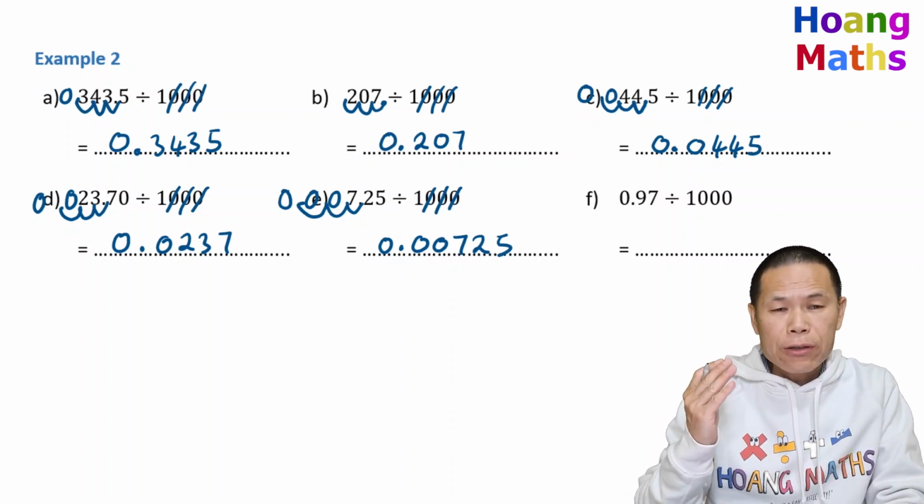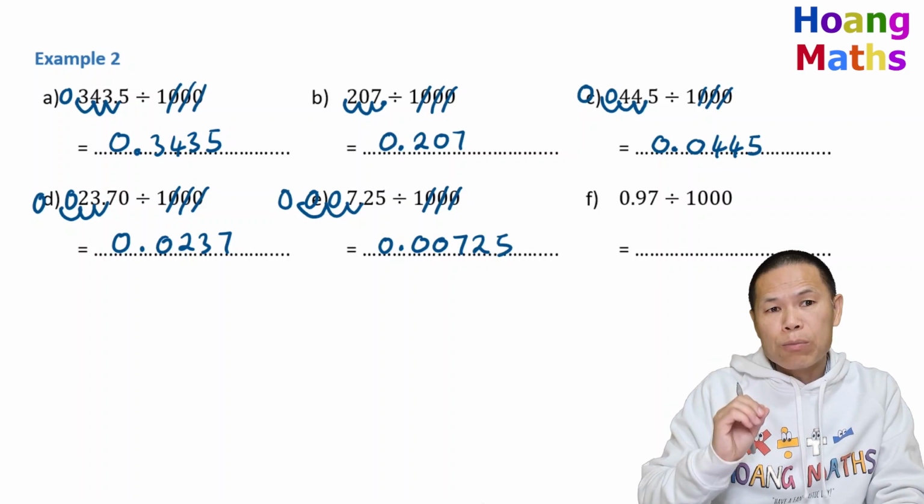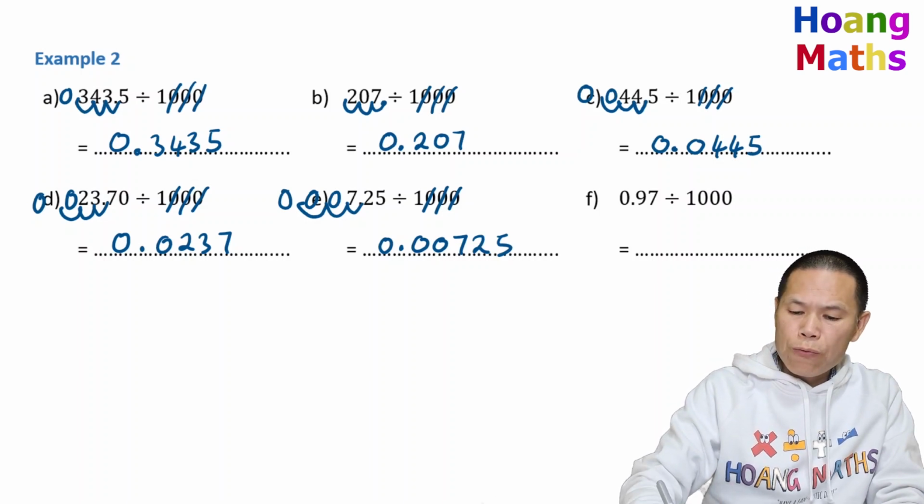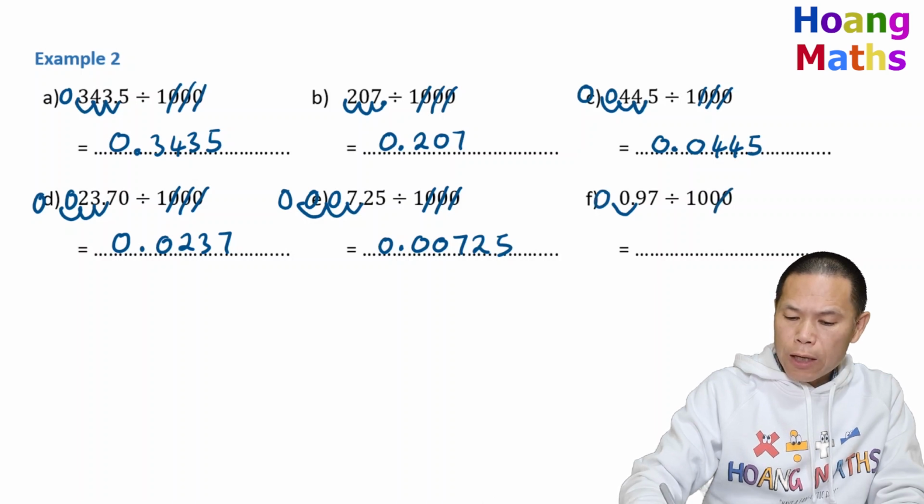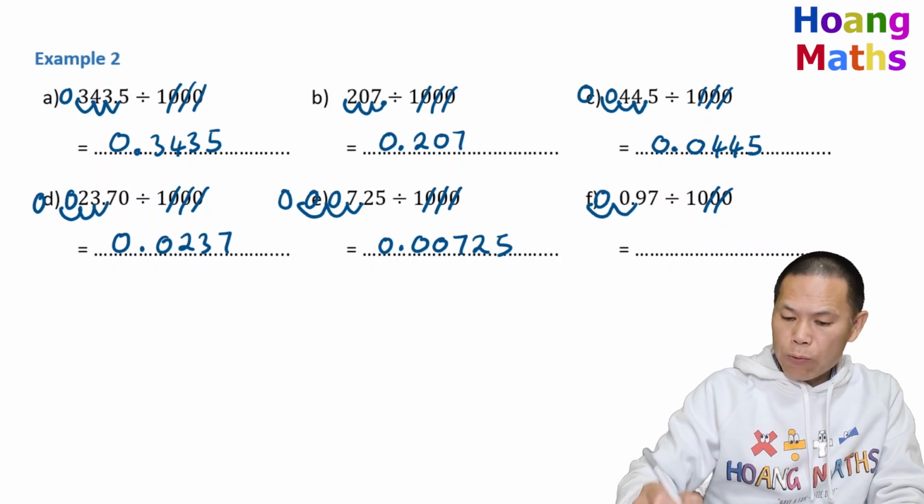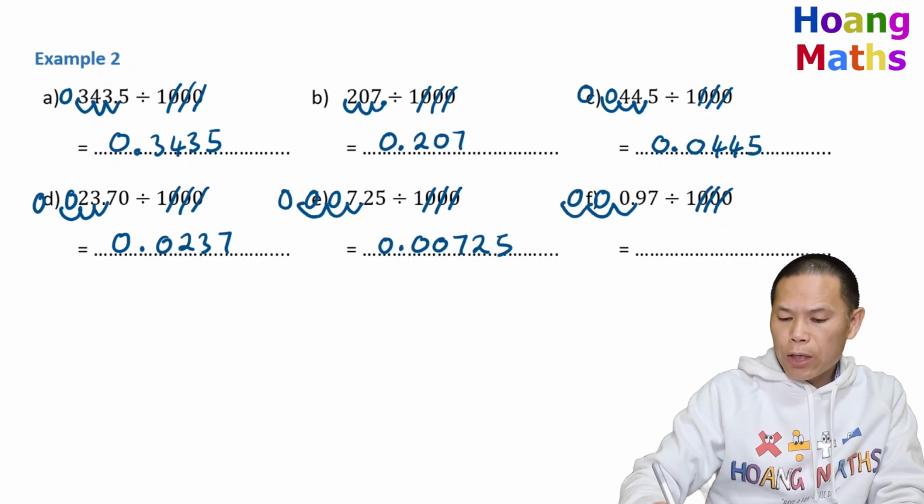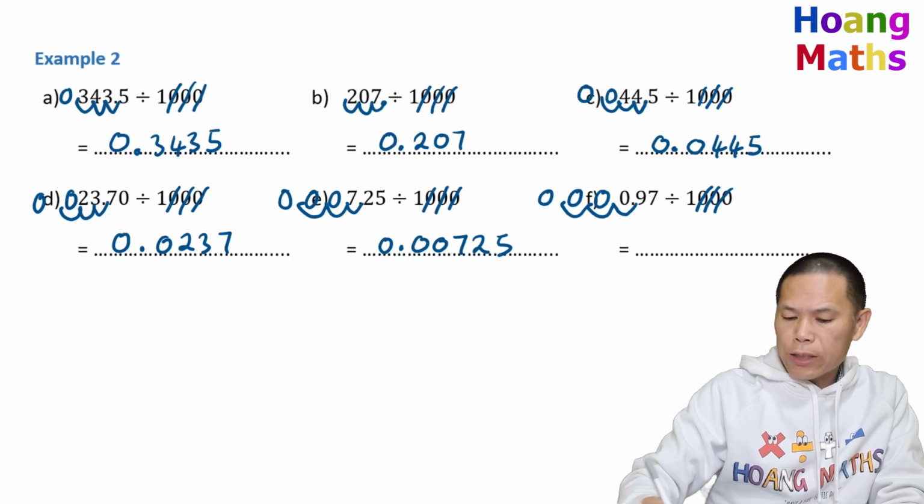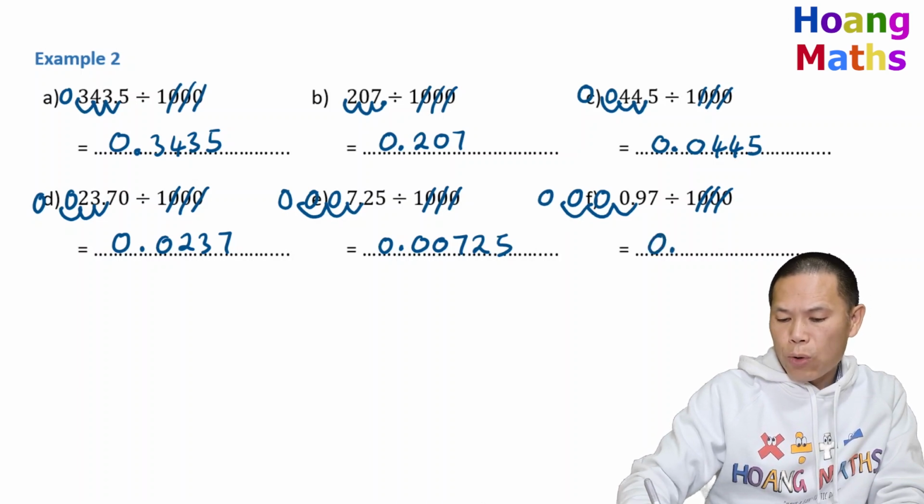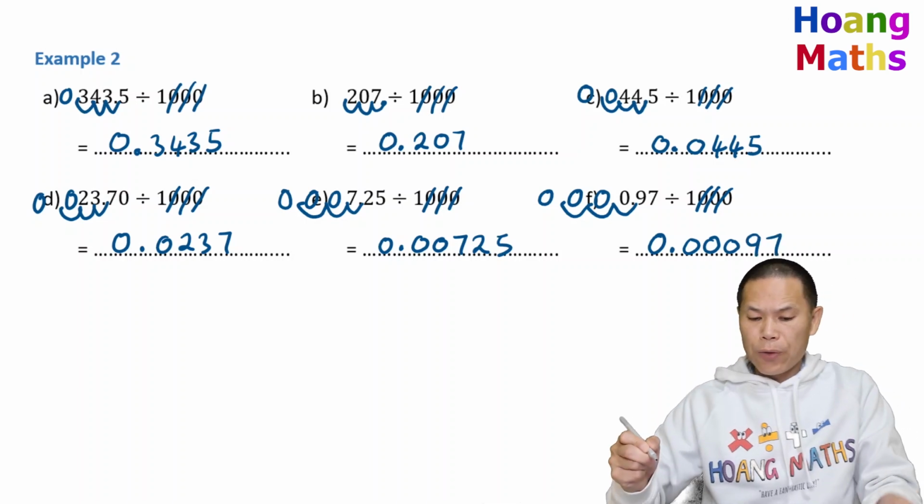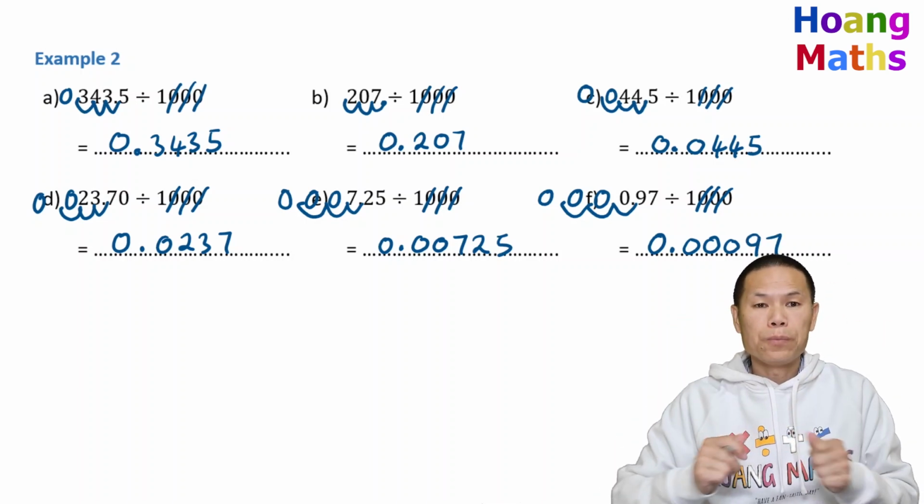0.97 divided by 1,000. So the answer is even smaller. So this means that we move the decimal point to the left. We cancel this, and then we move one more time, we cancel the 0, and we cancel this and we move one more time. So there you go. So we can write a 0 in front. So 0.00097. So there you go.